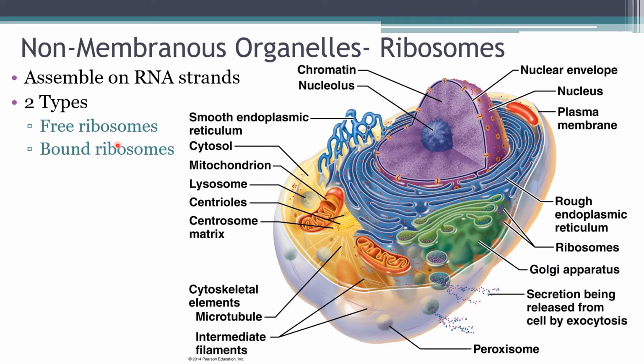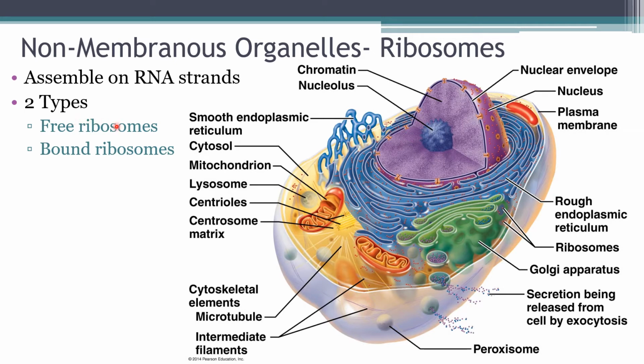So bound ribosomes are ribosomes we discussed earlier when we talked about rough endoplasmic reticulum. They are attached to the outer surface of the rough ER. They produce membrane proteins and secretory proteins, and they feed them into that rough ER.